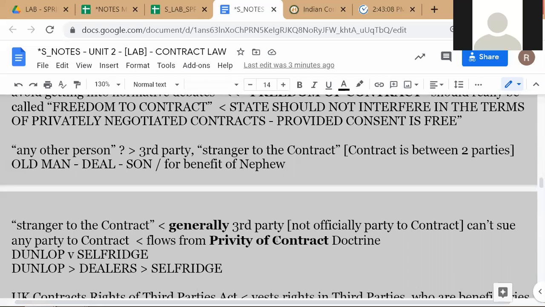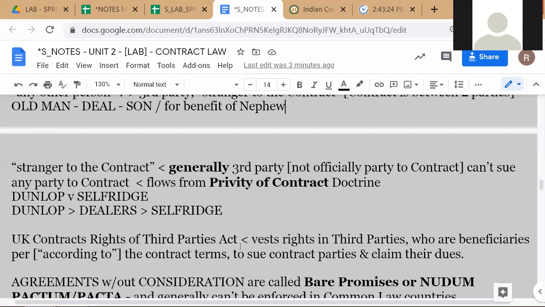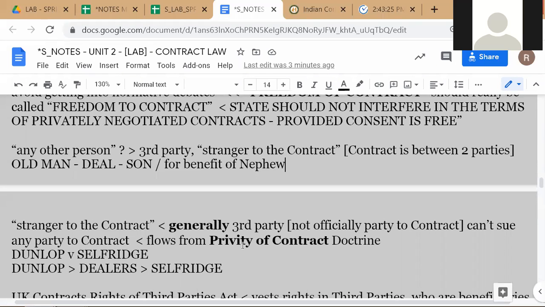Court tells him, get lost. There's a privity of contract doctrine. You are nobody. You have no rights under this contract. You are not a party to the contract. You are a stranger to the contract. You have no right to sue. This is the cold, hard, formalistic approach of English common law. This will also give some further clarity to Samya and others who had similar questions.